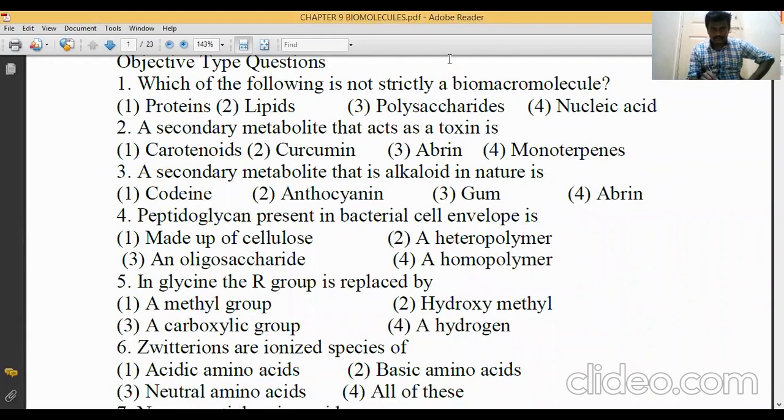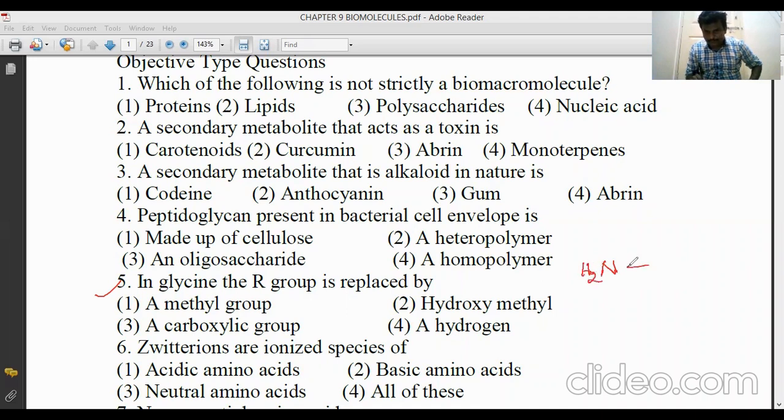Next bit. Fifth question. In glycine, the R group is replaced by which of these? Generally, a methyl group. So first of all, we have to draw the amino acid group.